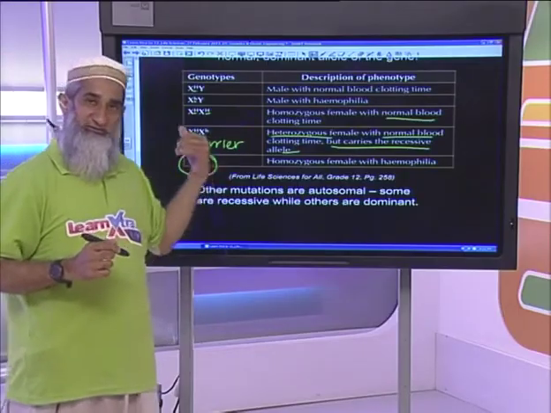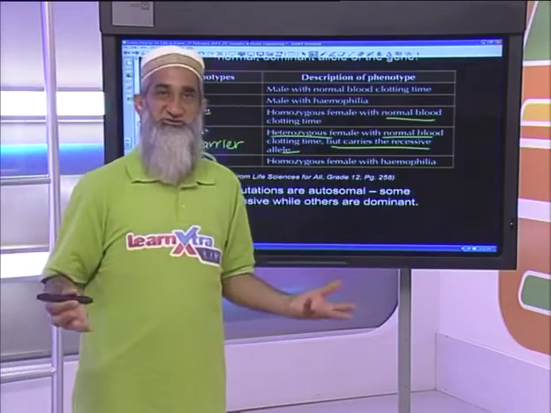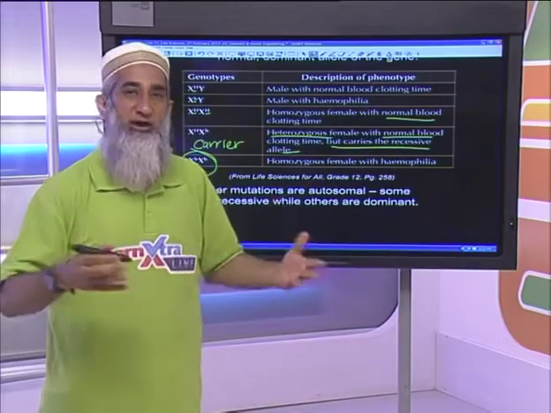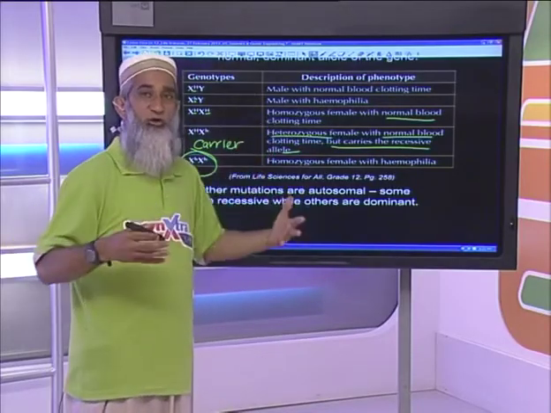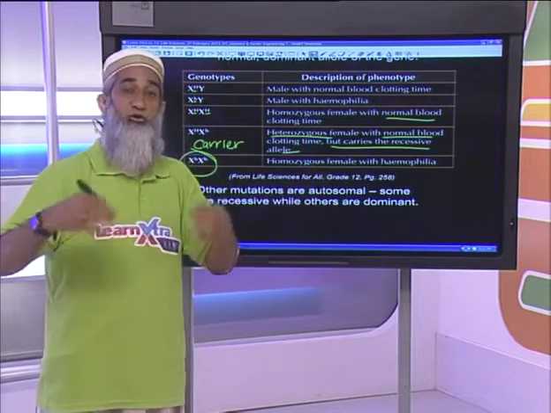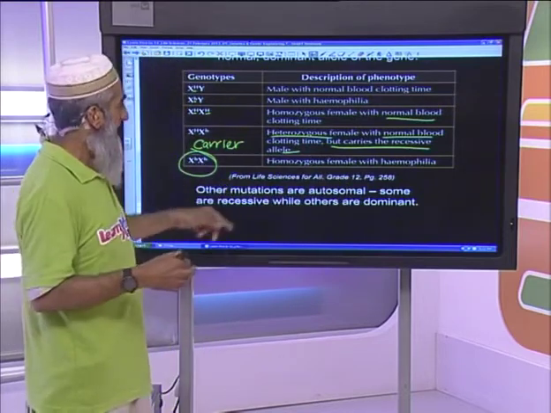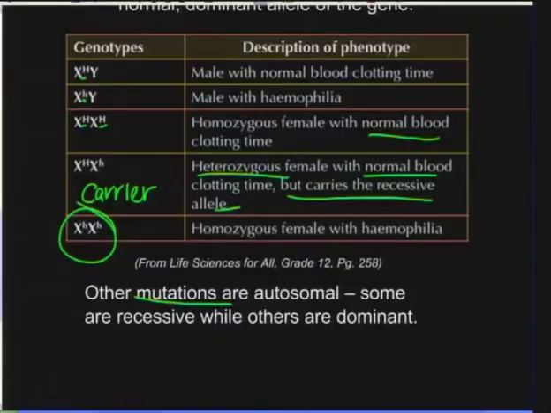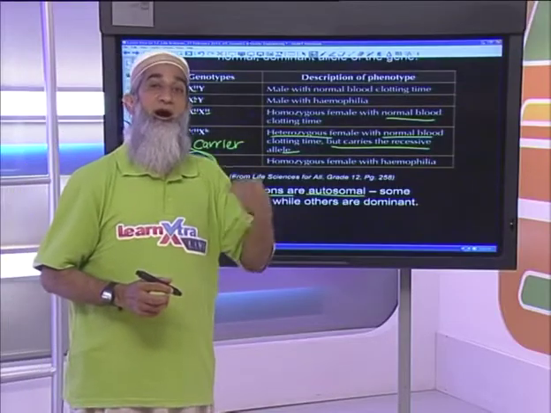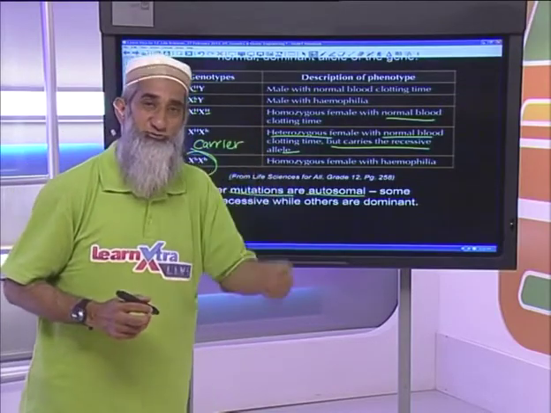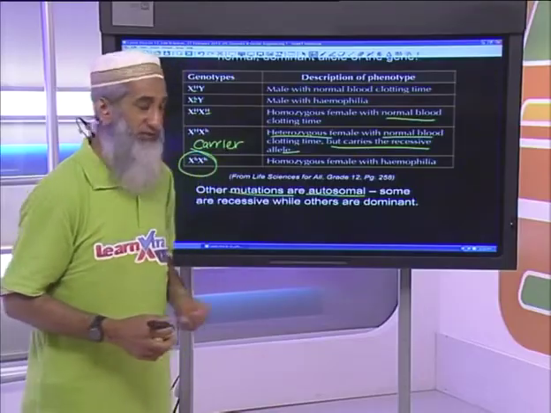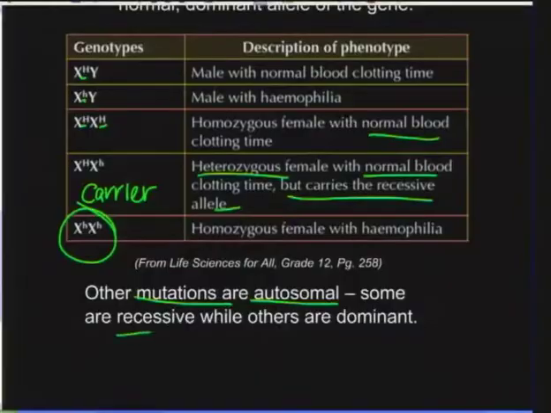So these are obviously examples of mutations. Mutation means something going wrong. And here's a classic example. Something's gone wrong. This person cannot clot their blood normally. Other mutations are autosomal. This is a sex-linked one. The others are autosomal, meaning they affect the other chromosomes, the other 22 pairs. And some are recessive, while others are dominant. Okay?